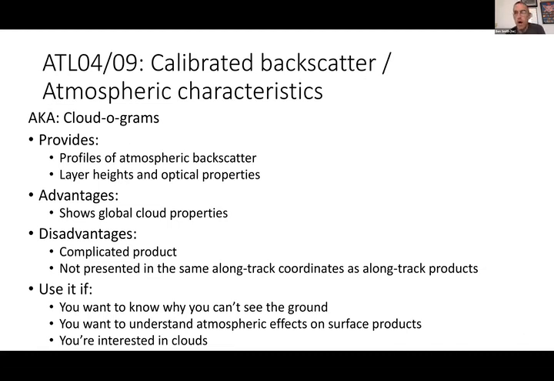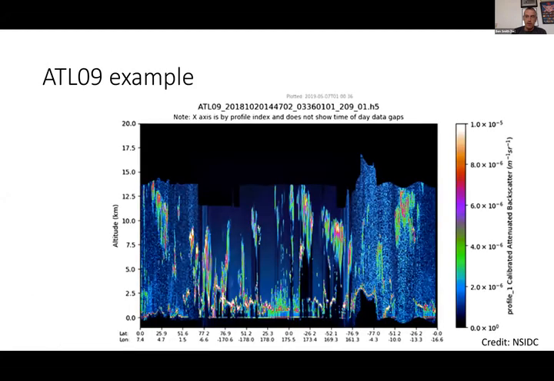So if you want to know why you didn't see the surface when ICESat-2 went over your area, you can pull up ATL09 and get a picture of the atmospheric backscatter, which I'll show you an example of what that looks like. The disadvantages are this is a complicated product and it's not presented in the same along track coordinates as the along track products are. But it's extremely useful if you're interested in clouds or if you want to understand the atmospheric effects on some of the surface products. So this is a picture of what an ATL09 looks like.